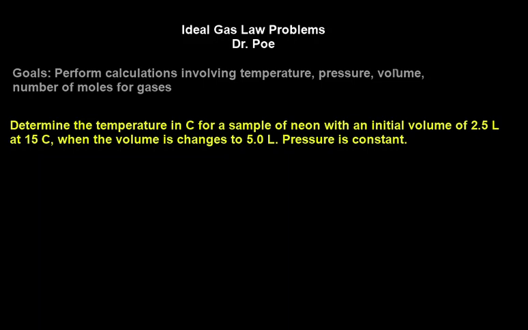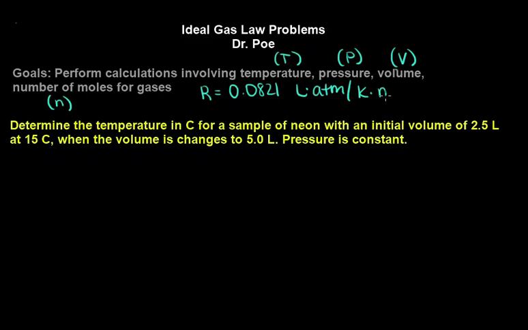More of everyone's favorite ideal gas law problems. So we're still performing calculations involving temperature T, pressure P, volume V, number of moles of gases, and of course, we always know for the ideal gas law the R is 0.0821 liter atmospheres per Kelvin mole.